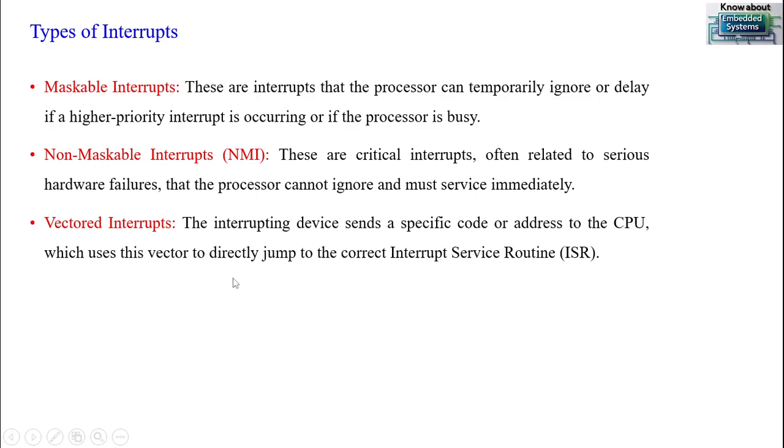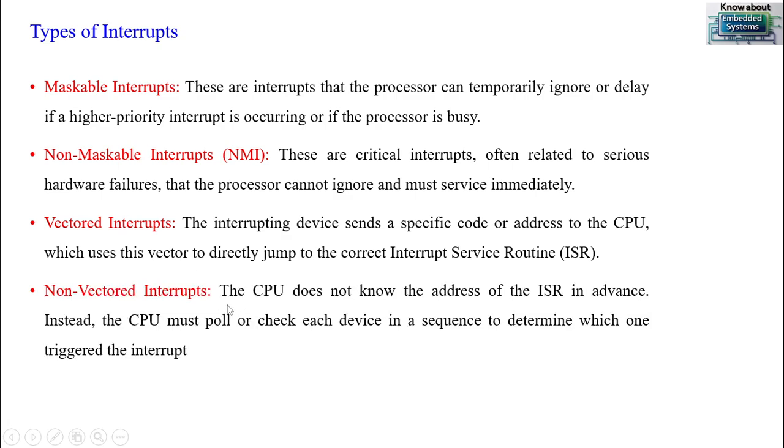Vector interrupt. Vector interrupt means, I have already told what you mean by vector table. The same thing again I need to repeat here. Vector interrupt means each interrupt service routine will have a proper address in the interrupt vector table. That type of interrupts are called vector interrupts. So an interrupting device sends a specific code or a specific address to the CPU, which uses the vector table. By using the vector table, the processor will jump to the interrupt service routine. That type of interrupts are called vector interrupts.